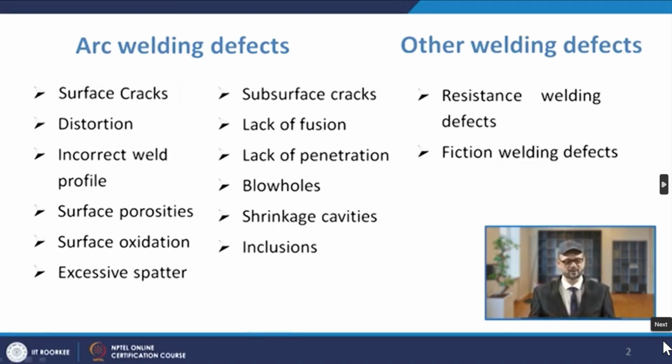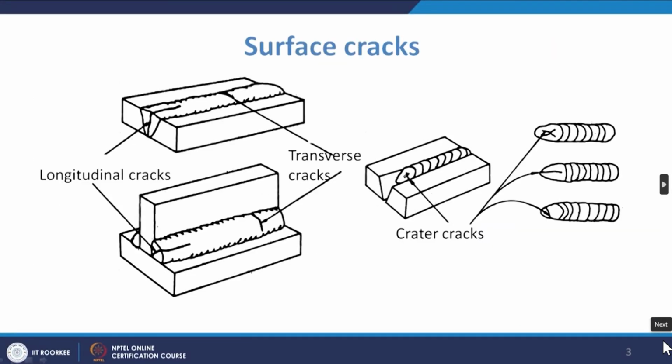Some of the welding defects from arc welding are surface cracks, subsurface cracks, distortions, lack of fusion, incorrect weld profile, lack of penetration, blowholes, surface porosities, shrinkage cavities, surface oxidation, inclusions, and excessive spatter. All of these are arc welding defects. There are also other welding defects, like resistance welding defects in spot welding and seam welding, and friction welding defects.